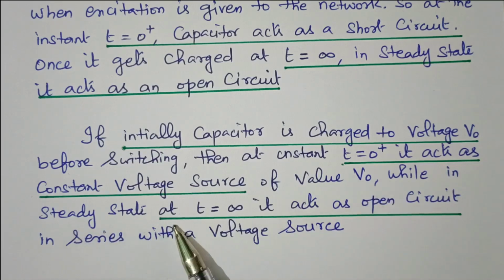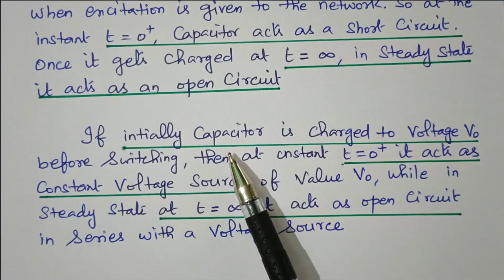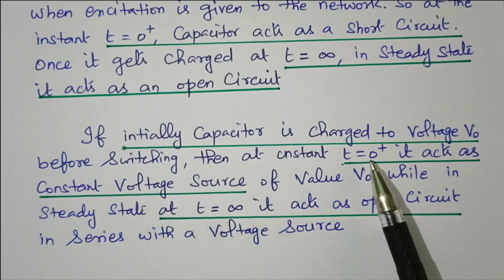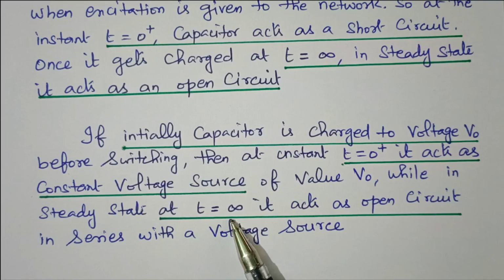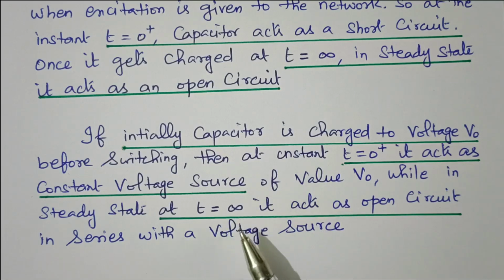While in steady state at T equal to infinite, it acts as an open circuit in series with the voltage source, right? So earlier, uncharged means while charging it acts as a short circuit, after fully charged it acts as an open circuit. If charge is already available, it acts as a constant voltage source because charges are already available at T equal to 0 plus. At T equal to infinite, after fully charged, it acts as an open circuit in series with the voltage source.